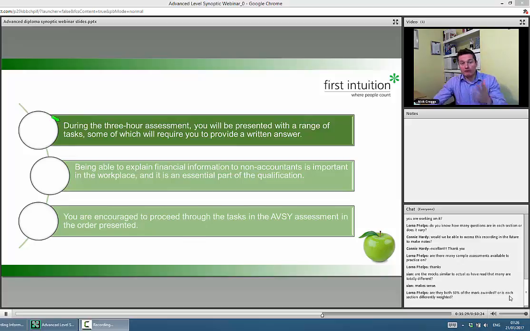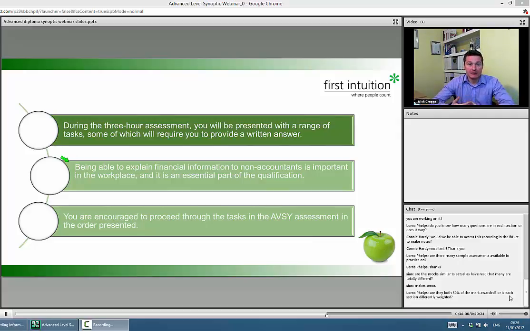So as a sort of guide, during the 3-hour assessment, you're presented with a range of tasks, a very wide range of tasks. And when it says some of which will require you to provide an answer, there will be lots of written answers, but you can't just say it's going to be numerical, written, ethical, numerical, written, ethical, because it might not be, and you cannot predict what subjects are going to be the written questions. It might be management accounting, costing. It might not be. All you know is that management accounting, costing will be in there.